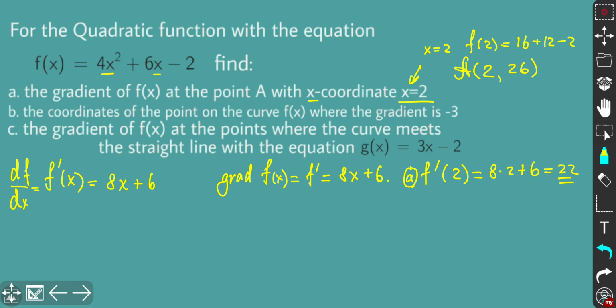So let's go to B, the coordinates of the point on the curve f(x) where the gradient is negative 3. You equate your general function for the gradient, which is 8x plus 6, to negative 3, because this is the gradient and this gradient needs to be negative 3. So that's part B, okay? Before that was A. From there you simplify and find the x value. You just solve this simple linear equation. It's going to be negative 9 over 8.